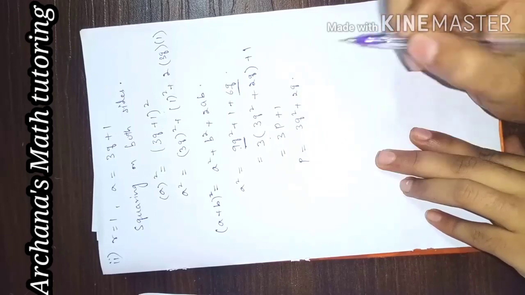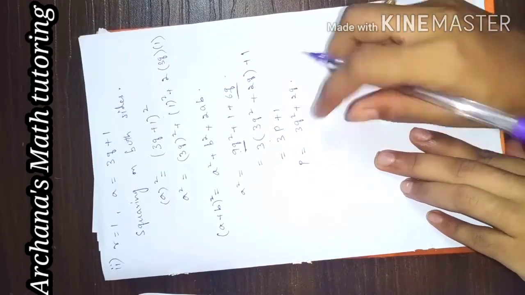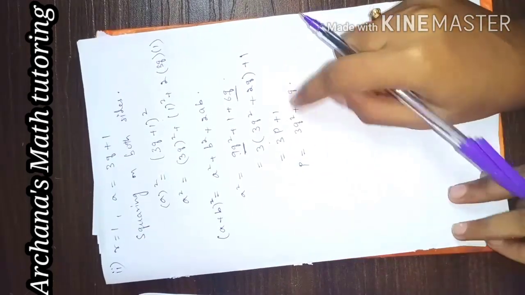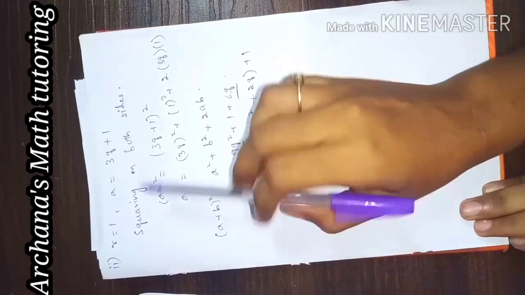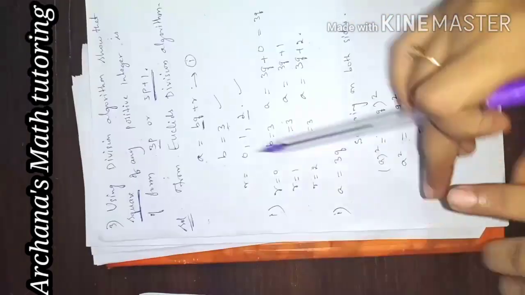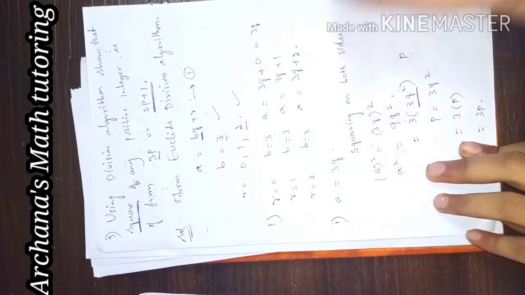p is some positive integer. This is having a particular value. This is also in the form of 3p plus 1. Hence we proved that the square of a positive integer is in the form of 3p or 3p plus 1.